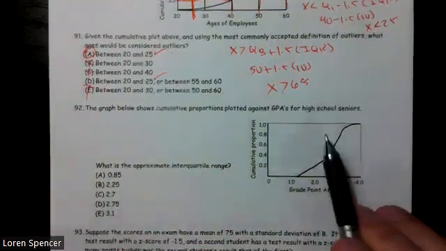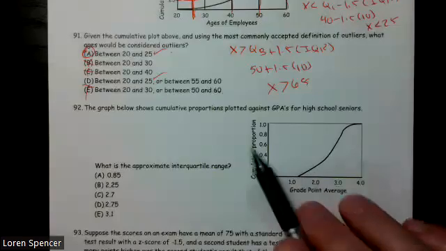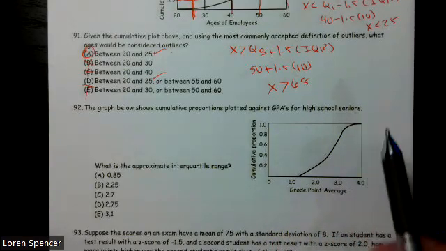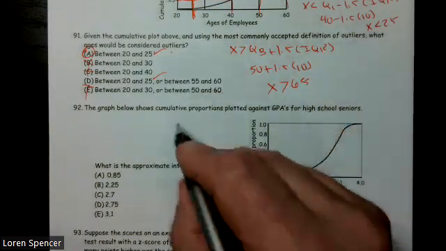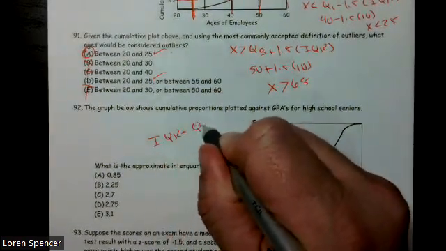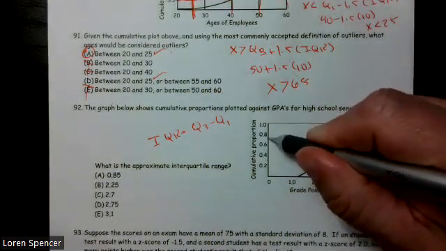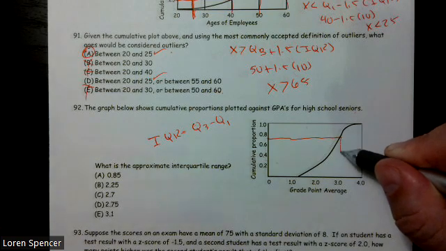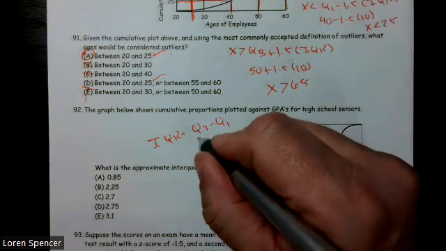So what is the approximate interquartile range? This is 92. The graph below shows cumulative proportions plotted against GPAs for high school students. Remember, it says interquartile range, IQR equals Q3 minus Q1. So we go to our graph and draw as straight as we possibly can, drop down, and I'm going to say maybe about 3.1.